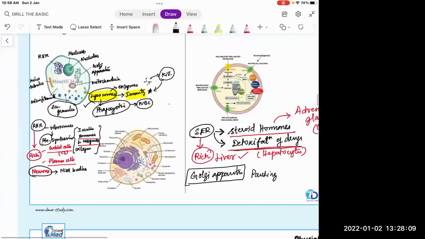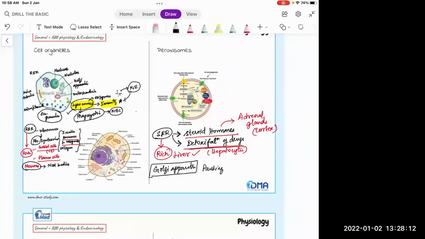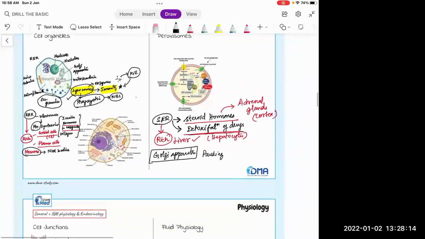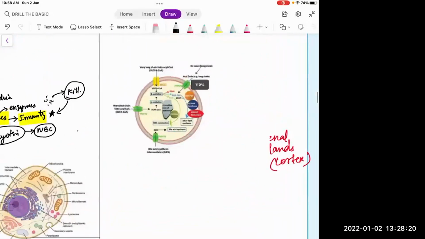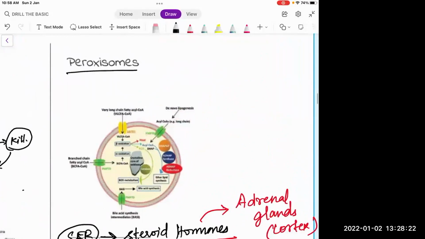So apart from this, all the other basics of cell granules we will see in detail in the regular classes. So this is about the cell and its cellular organelles. And coming to the peroxisomes, these peroxisomes are different from the lysosomal enzymes. Lysosomal enzymes are the hydrolase enzymes. When you see the lysosomal structures, they have the chemicals, they are hydrolase enzymes. Whereas these peroxisomes have oxidative enzymes.